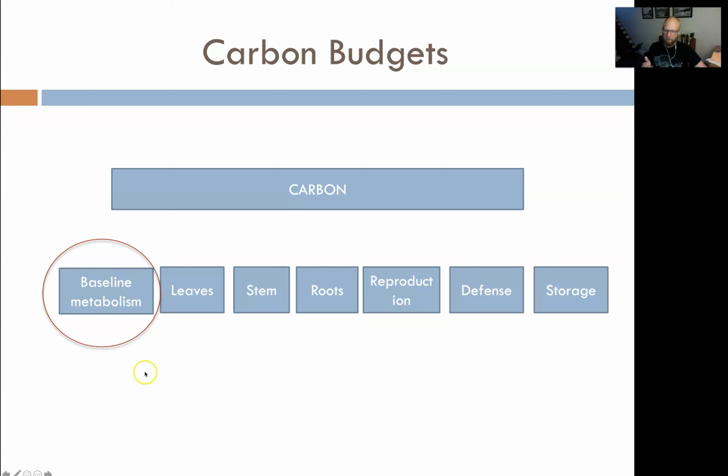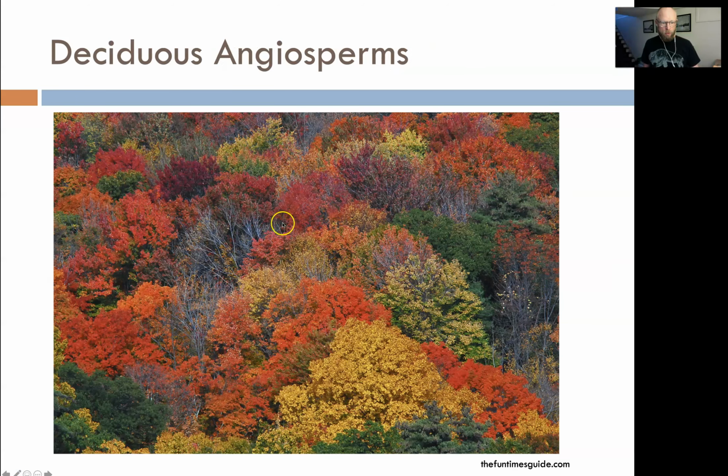Okay, I'm going to pause it again. You can answer the questions for part 3 in the quiz, and then come back and we'll focus on deciduous angiosperms. Okay, let's transition to talking about deciduous angiosperms.